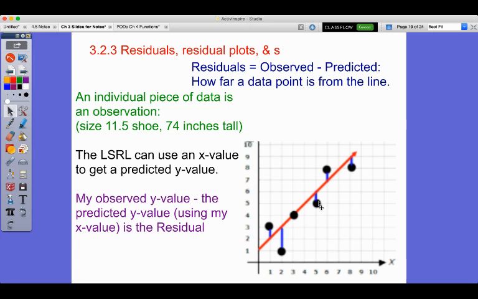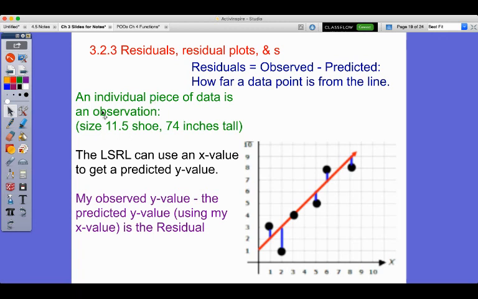All right, we want to talk about residuals, residual plots, and S, which is the standard deviation of the residuals. We're going to talk about these three ideas together. First things first, a residual is the observed minus the predicted. Sometimes you'll see it say actual minus predicted, but I like ROP, R-O-P. Residual is observed minus predicted, and it measures how far a data point is from the line, okay?